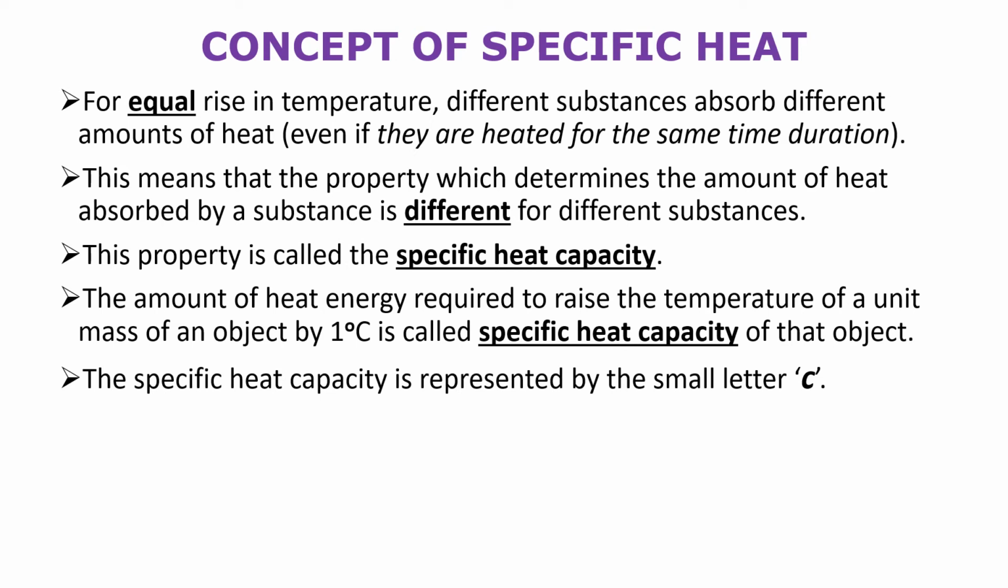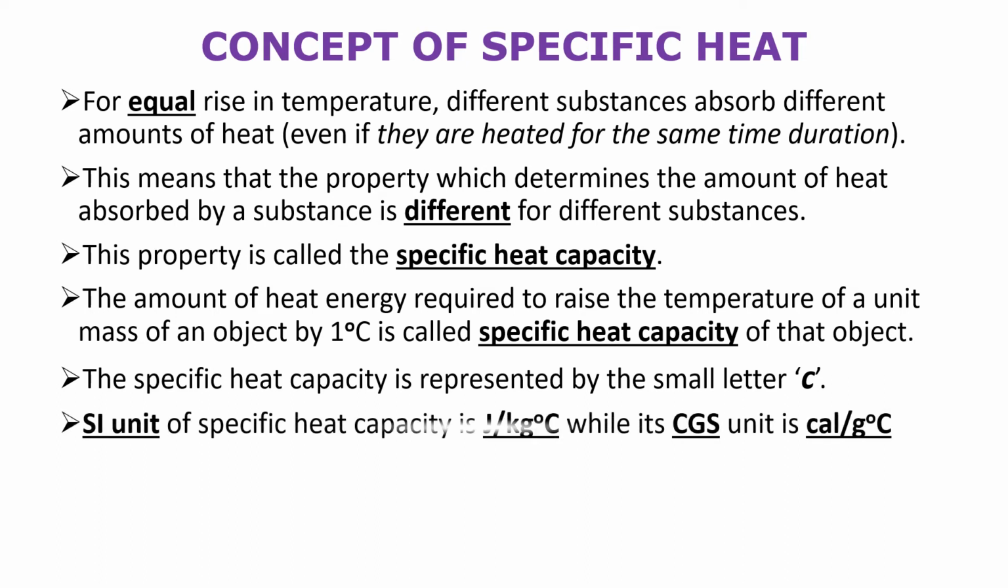The specific heat capacity is represented by the small letter c. We show it by small letters. The SI unit or the MKS unit of specific heat capacity is joules per kilogram degree Celsius, while the CGS unit is calorie per gram degree Celsius.